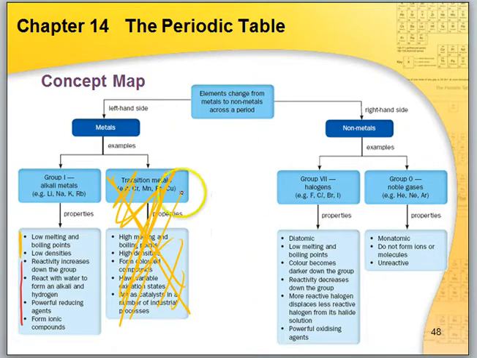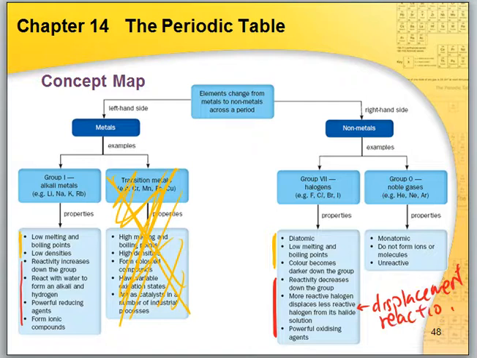Next up we look at group 7, which is your halogens: fluorine, chlorine, bromine, iodine. What are some of the physical properties? Diatomic molecules. They have low melting and boiling points. The color becomes darker down the group. These are all your physical properties. What are the chemical properties? It undergoes displacement reactions. It is also a powerful oxidizing agent.